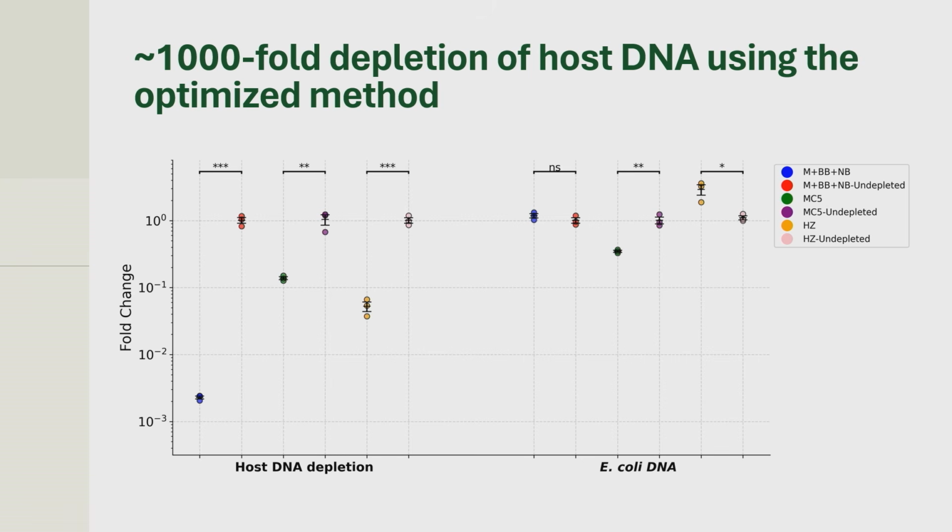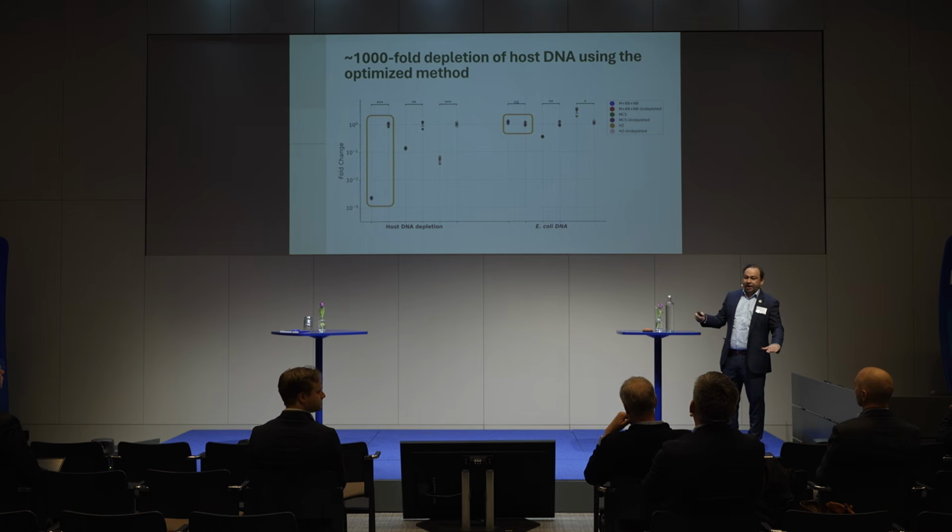Apologies for this complicated slide, but I'll try to explain it. What I'm trying to show here is how our method, circled in orange or yellow here, compares to two other commercial kits available in the market. Our method is depleting the host nearly 1,000-fold better than the commercial kits, whereas the bacteria is not getting depleted. That is what we wanted to achieve. You want to reduce the human cells and DNA, but you don't want to deplete the bacteria.